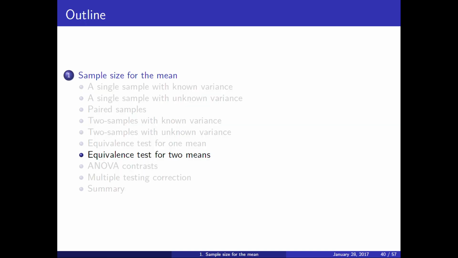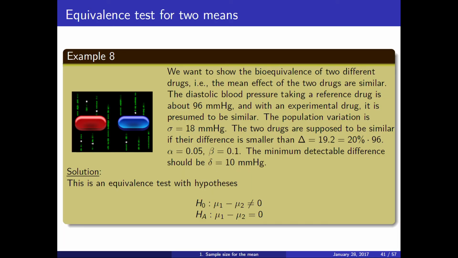Okay, so what happens if we want to compute the equivalence of two means, not one mean? So let's say that you have two different drugs and you want to show that they are bioequivalent. So the mean effect when you are taking the reference drug, the mean diastolic blood pressure, is about 96 millimeters of mercury, and then the experimental drug is presumed to be similar. The population variation, so sigma, is 18.